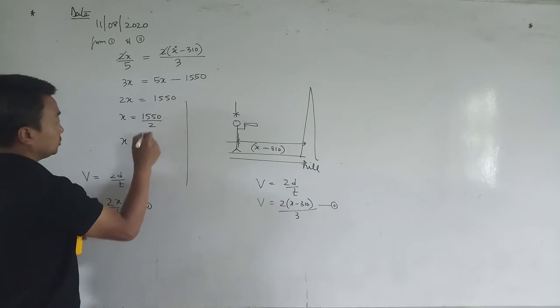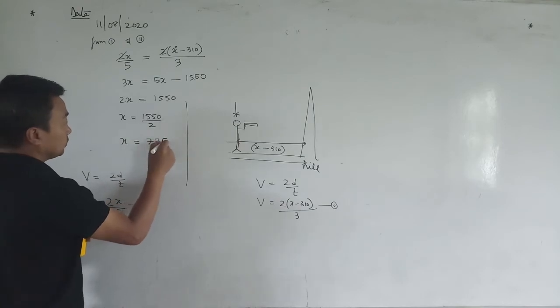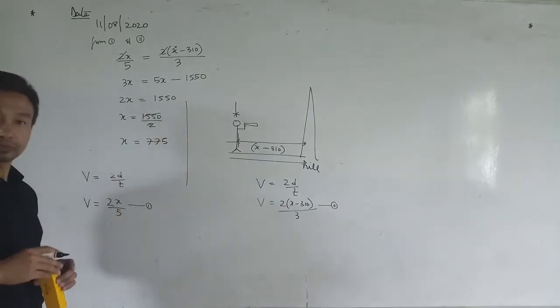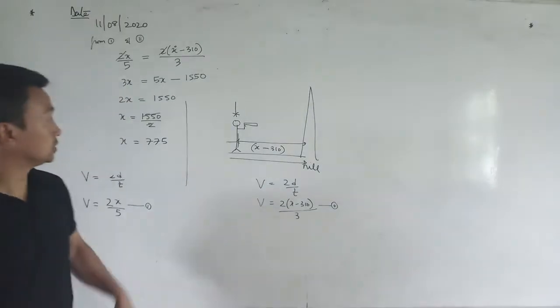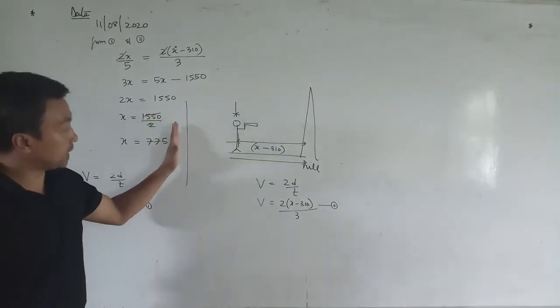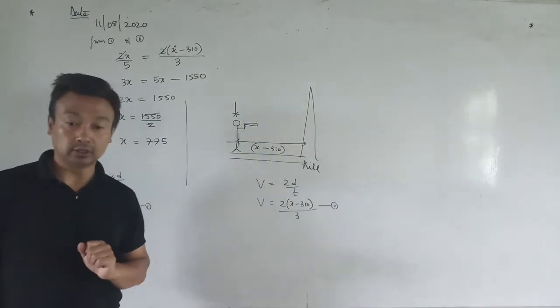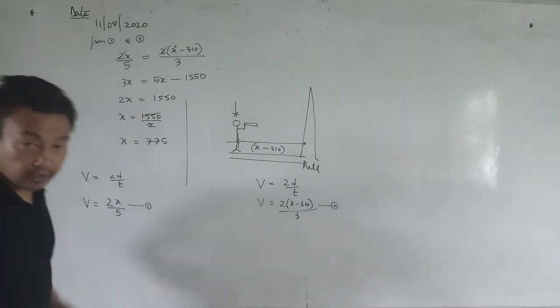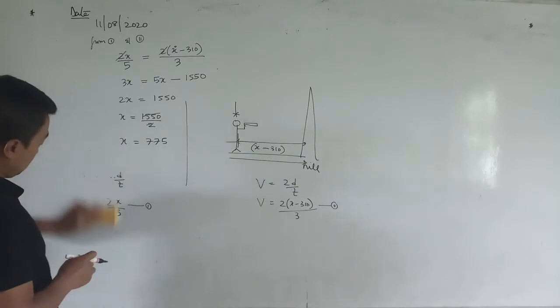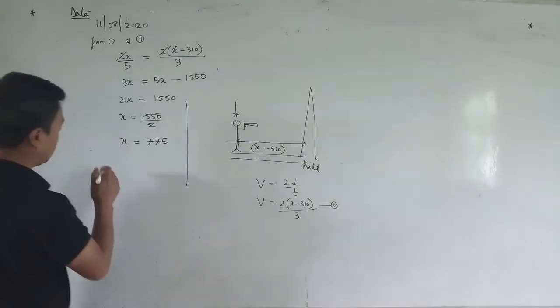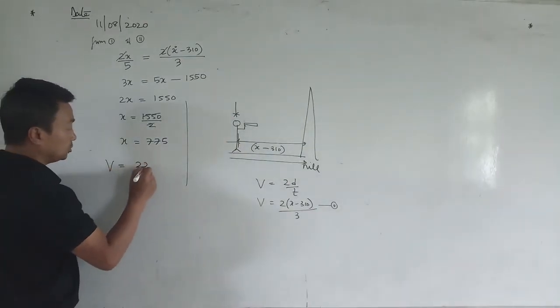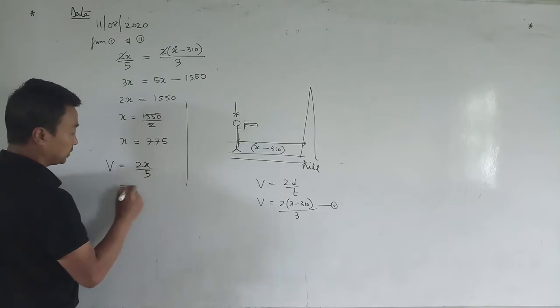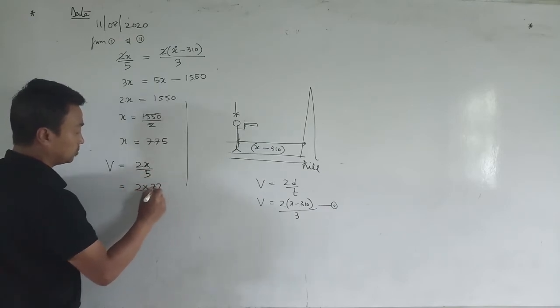X will be equal to 775 if you cancel by 2. Now this x is the actual distance between the man and the hill, but in the question it is said to calculate the speed of sound. If you look at the first equation, speed equals 2x by 5. So let us substitute the value of x there.